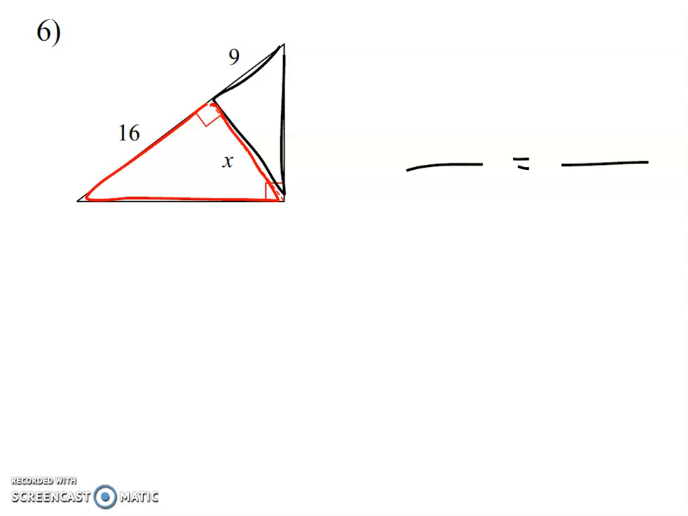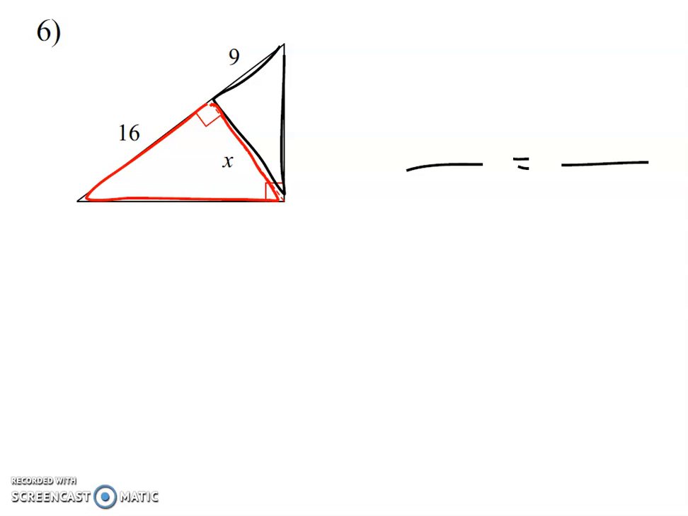So looking at the smallest triangle, there's 2 sides that I know. The short leg is 9, and the long leg is x. In that medium-sized red triangle, I know the short leg, which is x, and the long leg, which is 16. You'll notice in neither of those I knew anything about the hypotenuse.